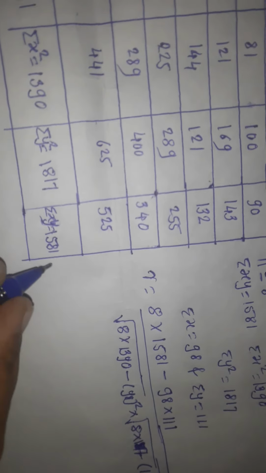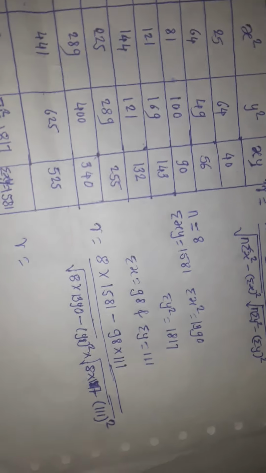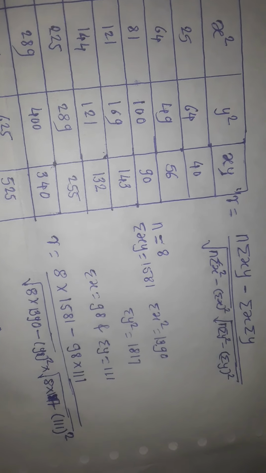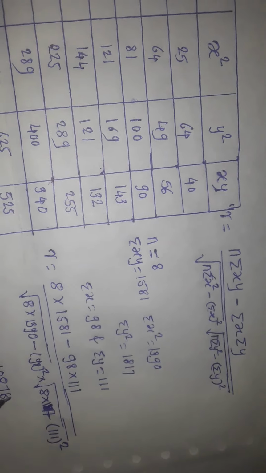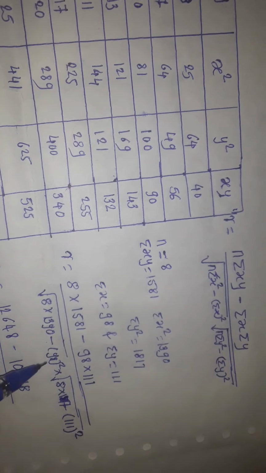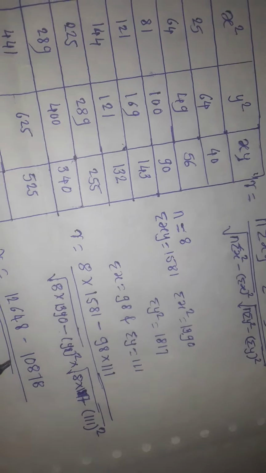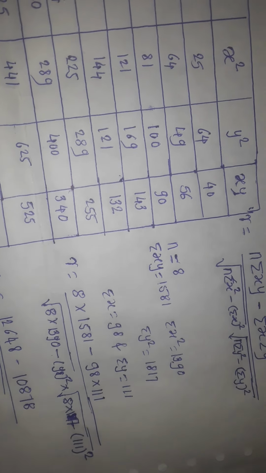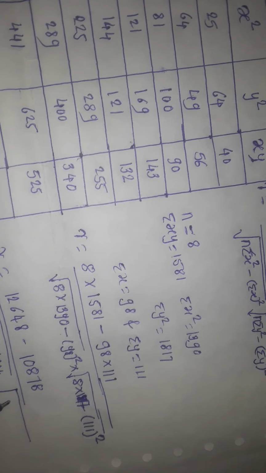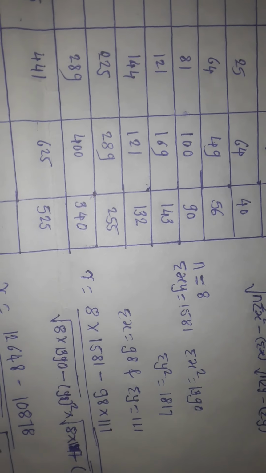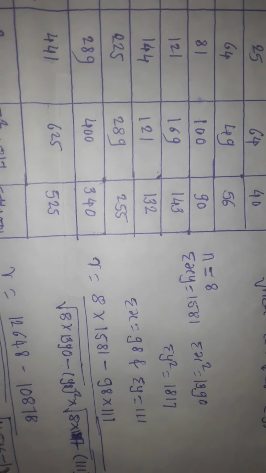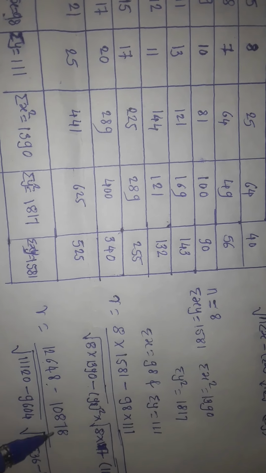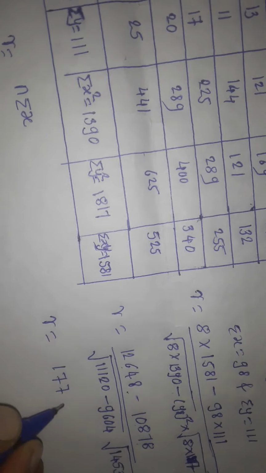Then calculate r. 8 into 1581 is equal to 12,648, minus 98 into 111 which is 10,878. And 8 into 1390 is 11,120, minus 98 square which is 9,604. And 8 into 1817 is 14,536, minus 111 square which is 12,321. r is equal to: subtract 12,648 minus 10,878, which is equal to 1,770.